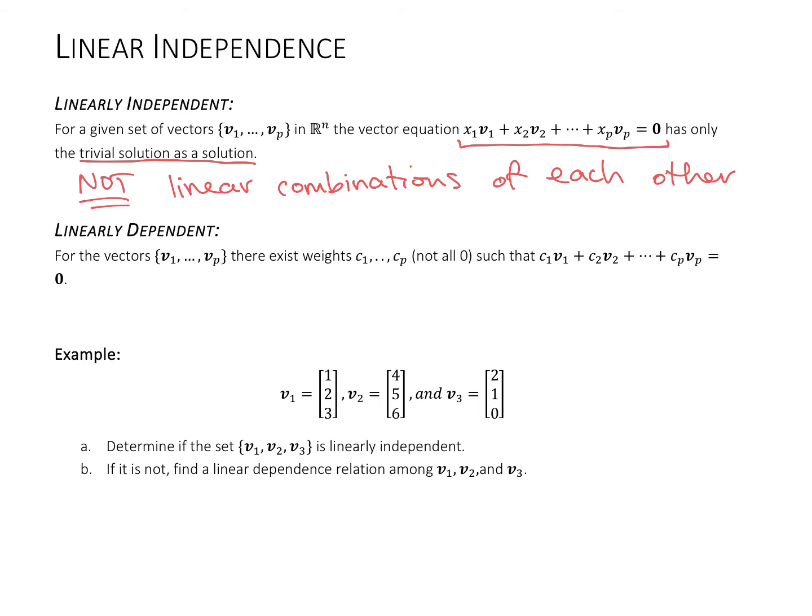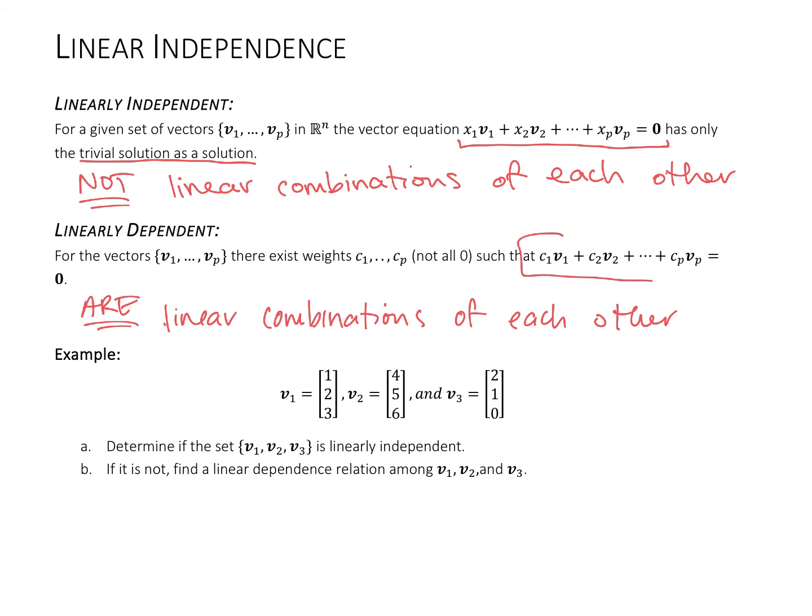On the flip side, if they are linearly dependent, this means that they are linear combinations of each other. And what that means is that we could write a single vector that is a combination of all of the other vectors times some weight, right? If you think about our definition of linear combinations, this was our definition of linear combinations.